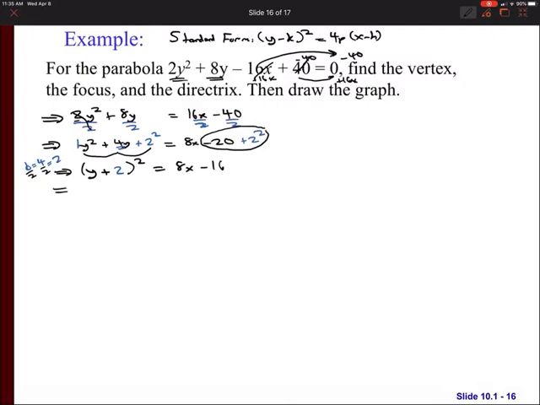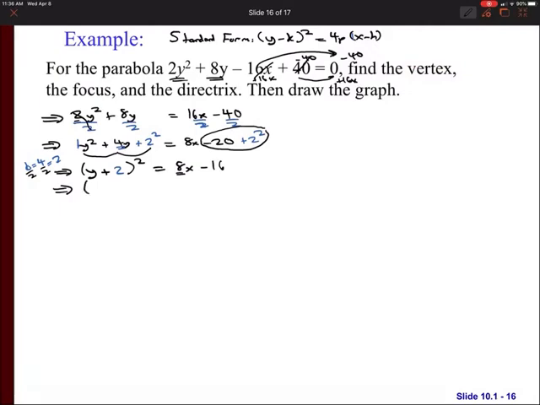So I'm going to take this a little bit further. We know that with the right side, we've got a coefficient of 8. We want that coefficient to be 1. What does the coefficient of x need to be? A 1, not an 8. So we need to factor that out.